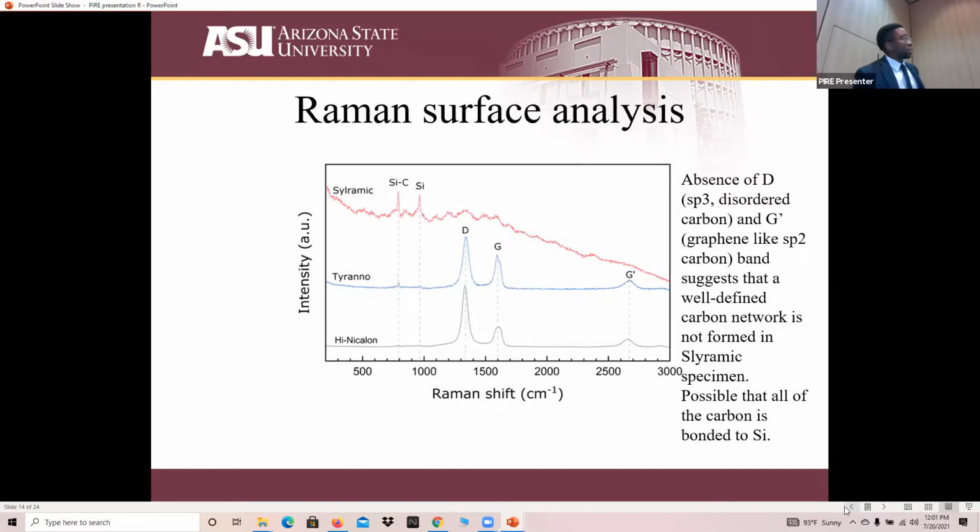Here's the Raman surface analysis that we have for the different fibers. We can see that in all 3 fibers, we do see the presence of the D and G bands that correspond to more disordered carbon network and graphitic carbon, respectively. But unlike in Tirano and high nickel, in ceramic we do not observe the presence of this G prime band. This G prime band lets us know that we have a more ordered carbon network within our PDC matrix.